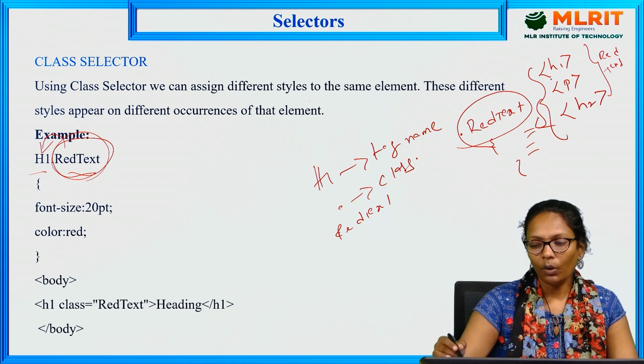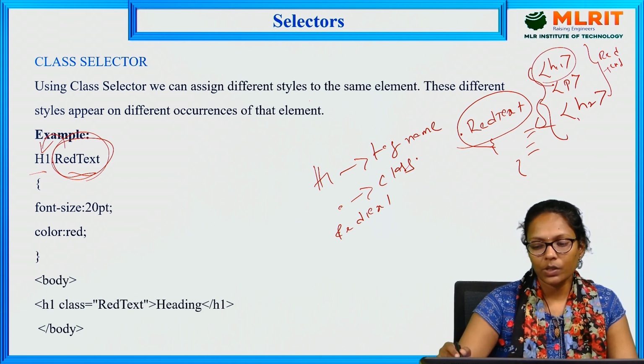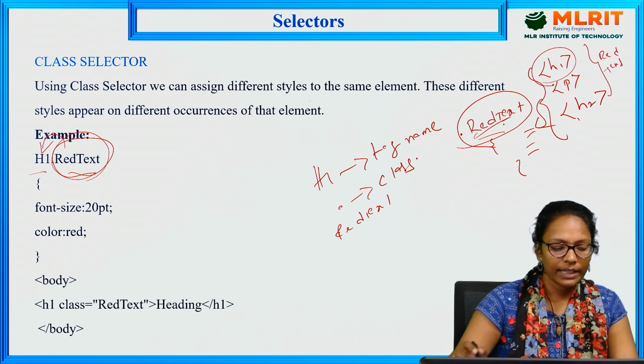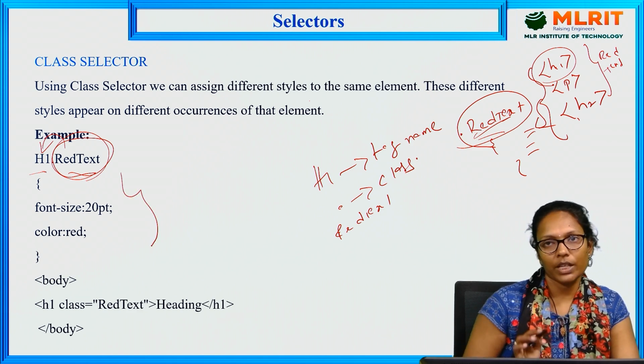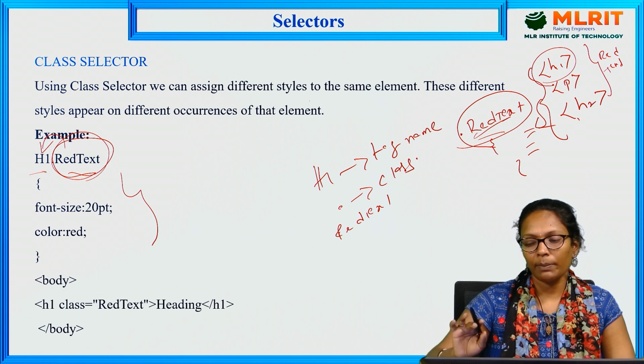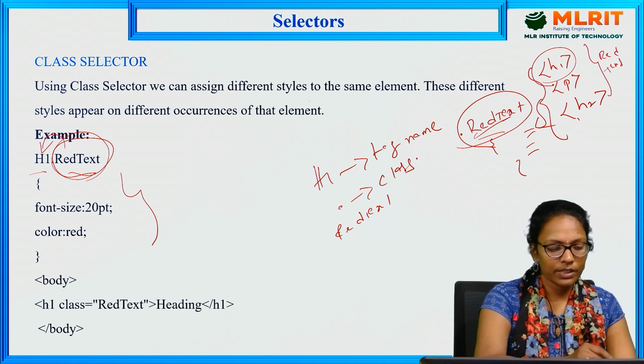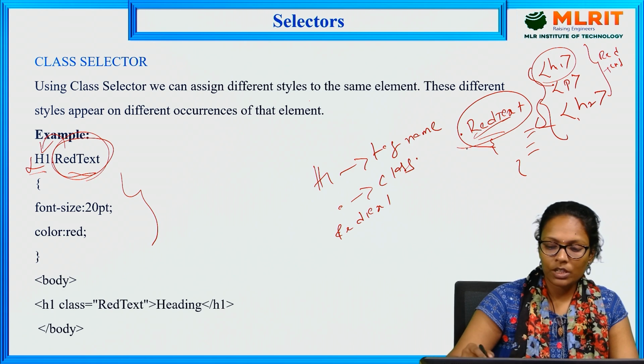H1. So out of these three, I'm picking only the first one. The tag name is H1 and the class name is red text. In that case, apply this set of styles. No, I want to apply the set of styles for all the classes. I mean all the elements whose class name is red text, then don't mention this H1. Just directly mention dot red text.